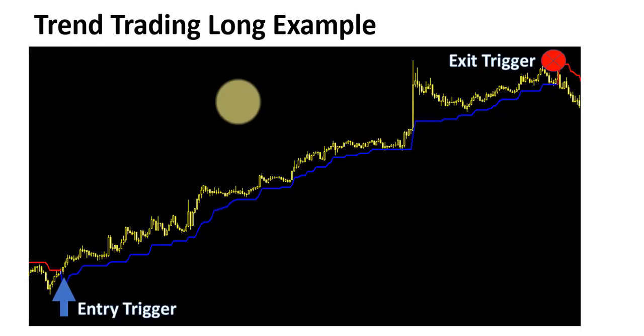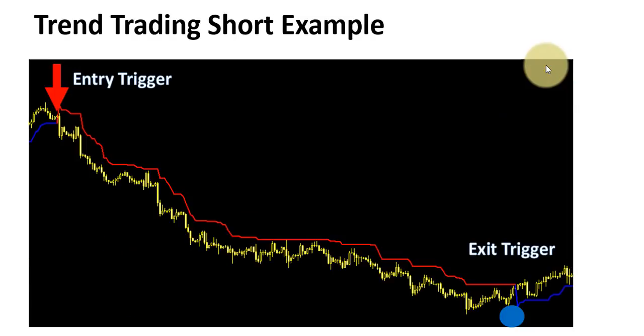Okay, so let's see an example of a long trade. This is a perfect example of how we want our trend trading to look. So we want to enter our trend trade right from the beginning and trail our trade until we exit. Okay, this is a 4-hour chart. All right, so this might be maybe 200, 300 pips. So you want to have something like this.